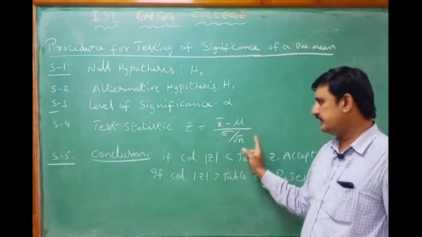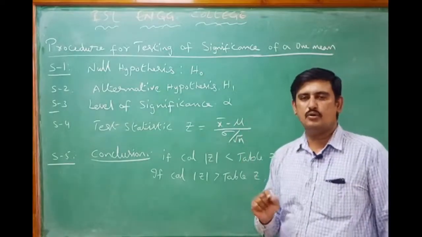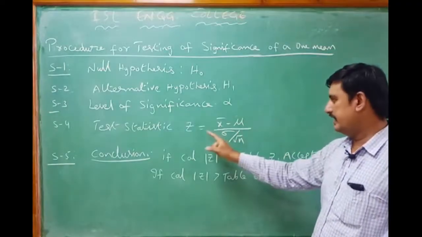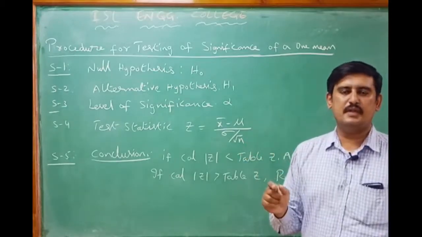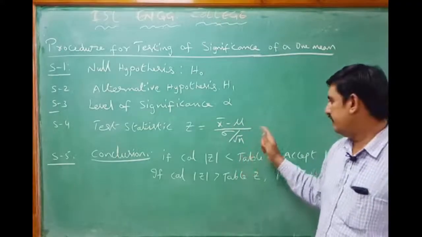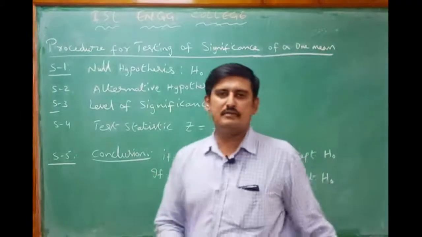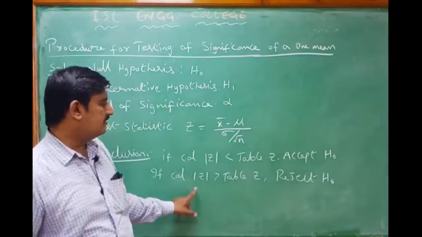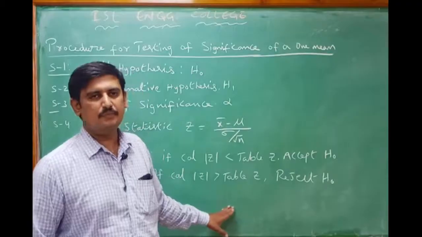After getting this value z, we'll get some value. It can be negative or positive, right? Then we have to conclude. Whatever value we get from this formula, you need to test with the table value. In the PPTs, I showed you when it is 5%, what is the value, and when it is 1%, what is the value. How to write the conclusion? If the calculated z is less than the table value, then we have to accept H0. If the calculated value is greater than the table value, then we have to reject the null hypothesis, that means H0.